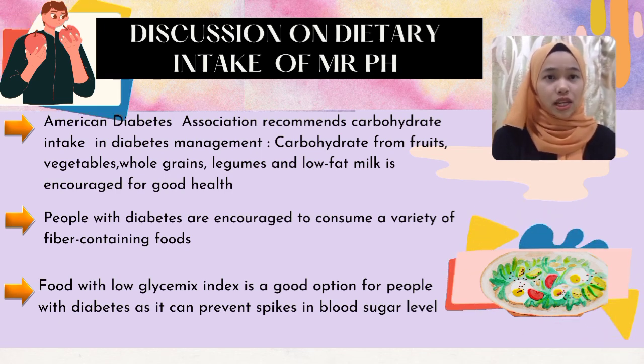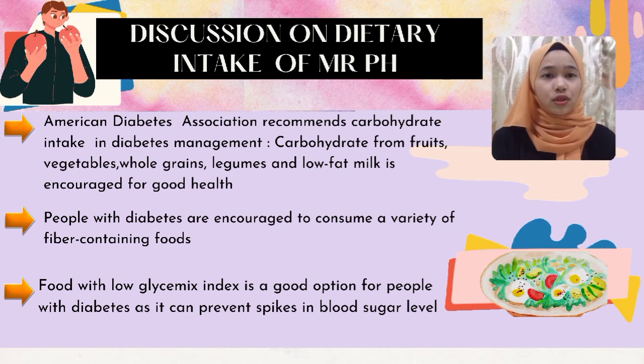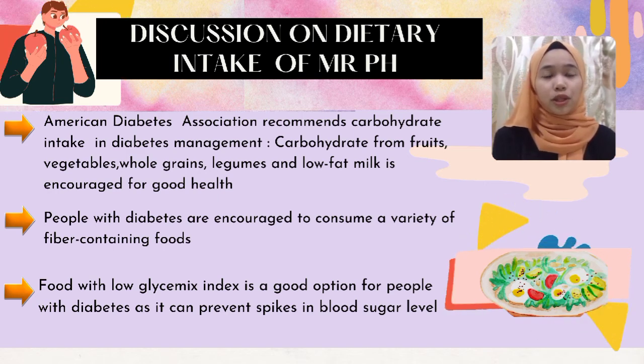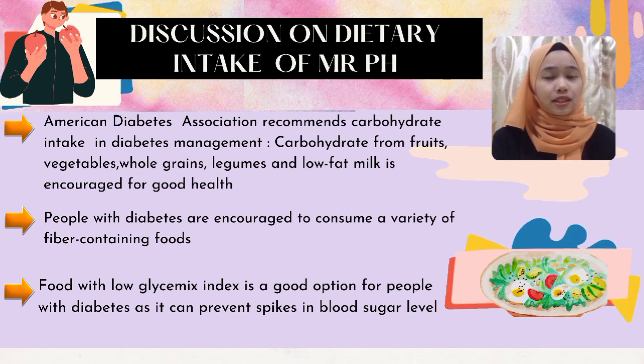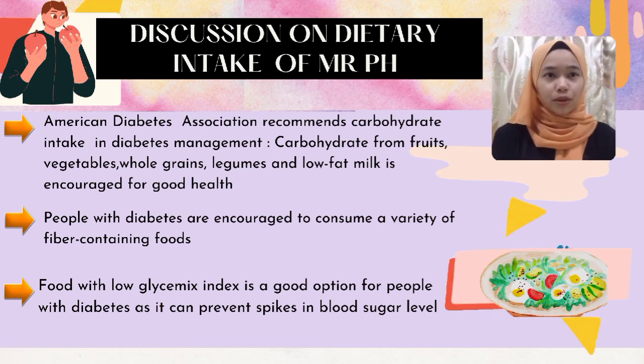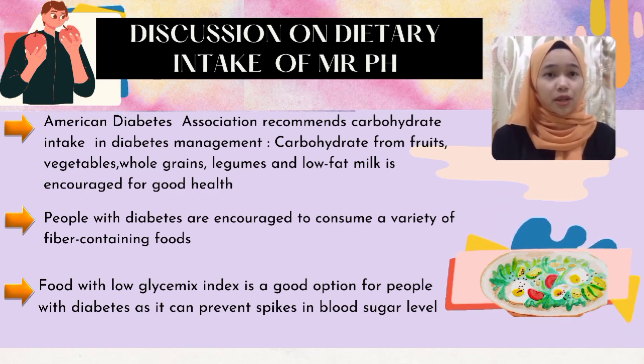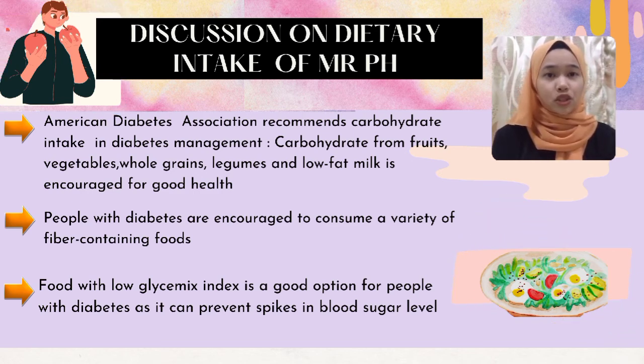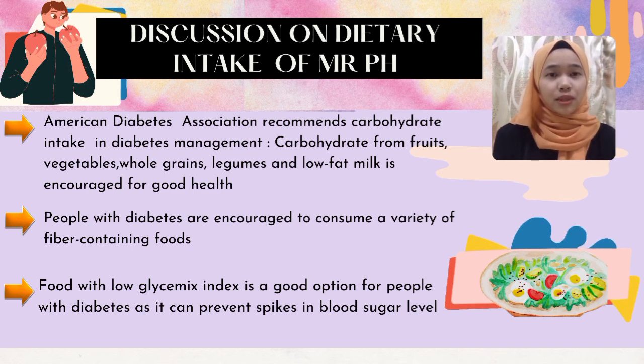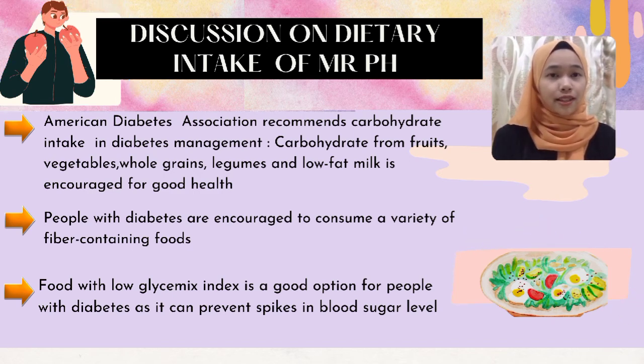It's not really a good option, as people with diabetes not only have to reduce sugar intake but also need to minimize calorie intake since it can lead to overweight. As we know, people who are overweight are at high risk of developing other chronic diseases. Food with a low glycemic index is a good option for people with diabetes as it can prevent spikes in blood sugar level. Foods with a low glycemic index include oats, barley, breads and others.